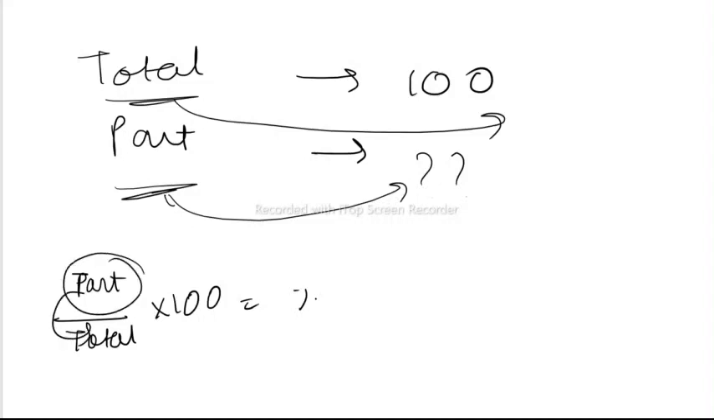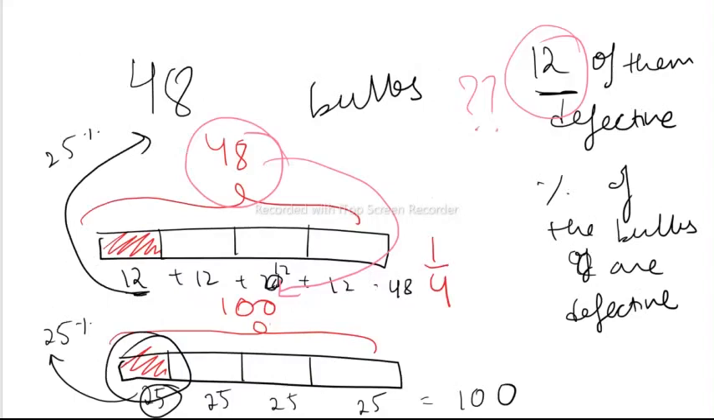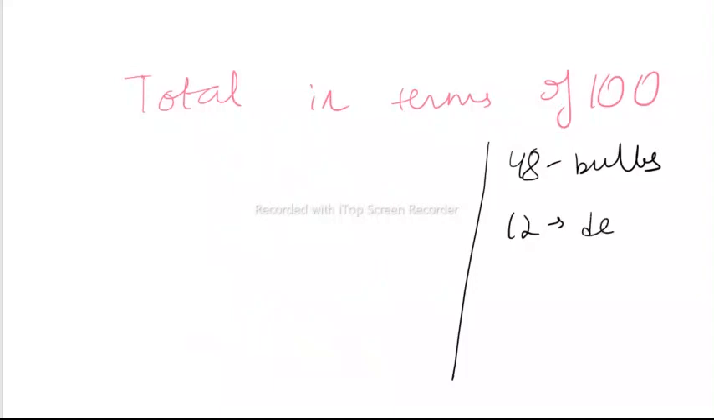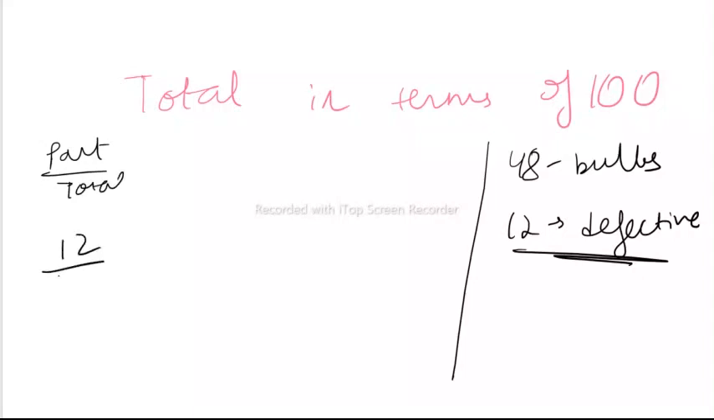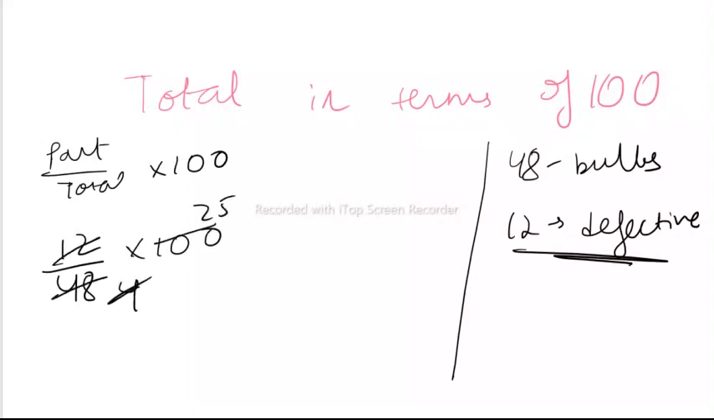Now see, I asked you how much is 25%. So if I tell you that I have 48 bulbs, okay, and I say 12 are defective, so I ask you what percentage is defective. First you write this in the form of a fraction, so you write part by total, you write 12 by 48, and then you multiply it with 100. See, you will get 25%.